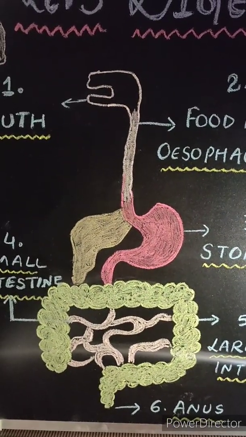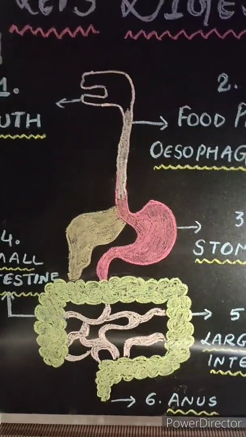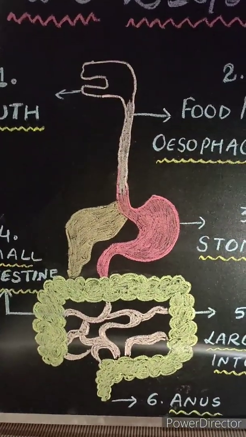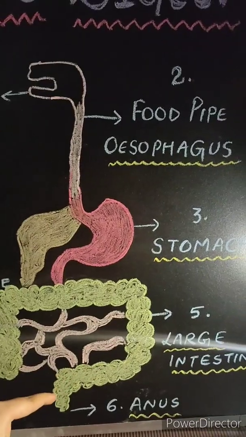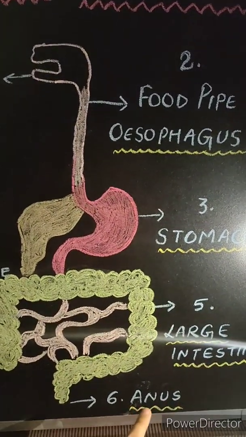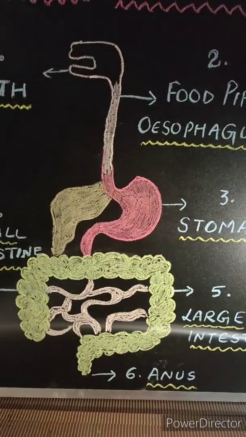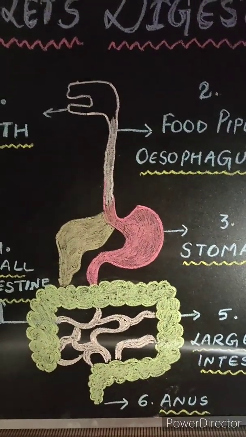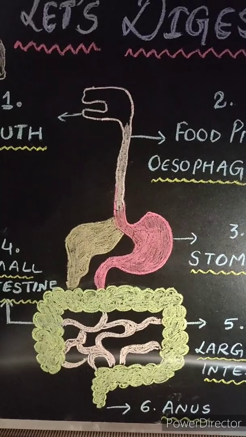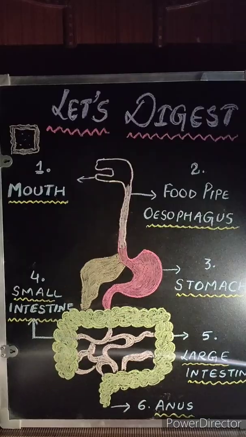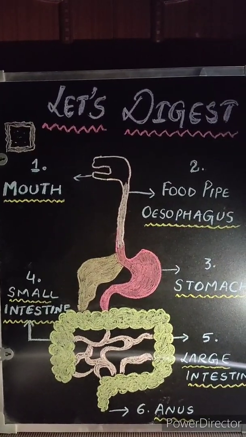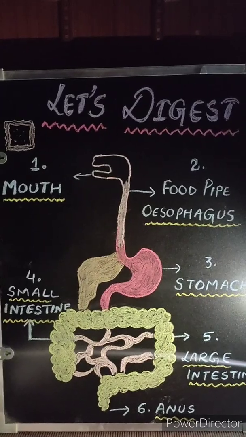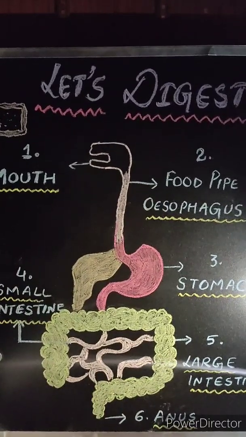Now what remains? The waste remains, and the waste which the body doesn't need comes out from the body from the anus. Okay. Anus is the opening through which the waste passes out from the body. So this breaking down of food into very smaller pieces is known as digestion.